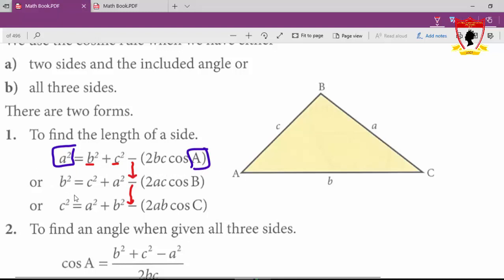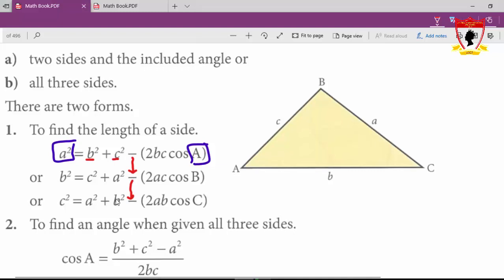b squared is c squared... Since it's b, the other two letters must come here. This is b. c and a are here. And since c and a are here, they must come here as well. This is b. This is also b. c squared is a squared plus b squared minus 2ba cosine of c. That's how we use it. These are the sides. When a side is missing, we can use any of these, the one that can help us.